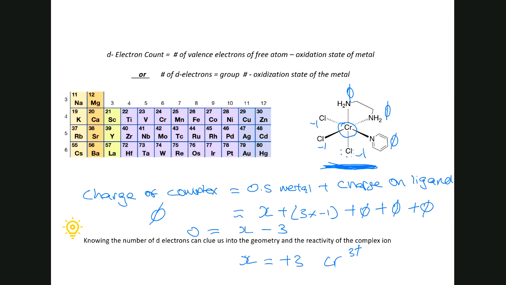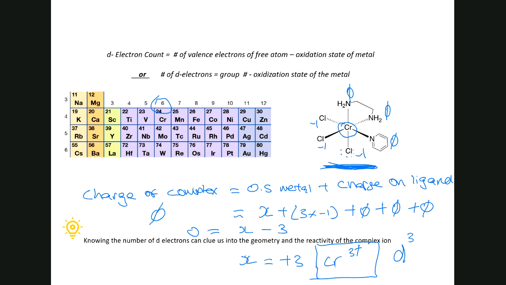So once I have my oxidation state, I can now work out my d electron count. One way of doing it is to look at what group chromium is in. If I look at the periodic table, I can see that chromium is in group 6. And if it's +3, it means it lost 3 electrons. So 6 minus 3 is 3. So therefore, this is going to be a d3 ion. So it's going to be chromium with 3 d electrons, right?